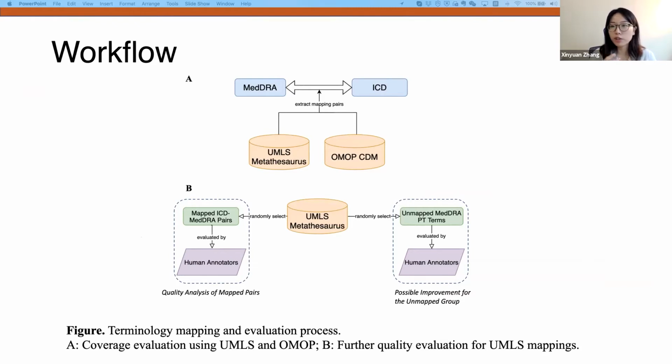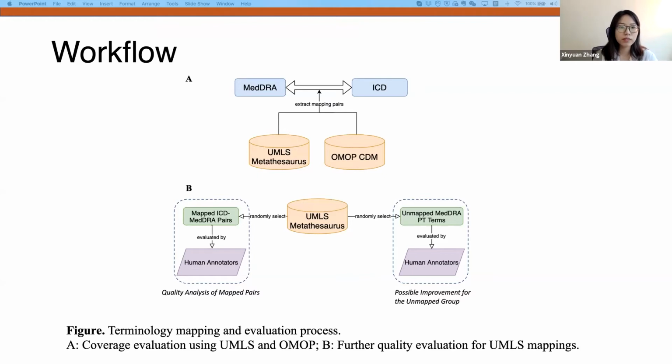And we also want to know what the reasons are that a lot of the pairs remain unmapped. So we also recruited a different group of domain experts to help us find any possible improvement for the unmapped PT terms from the MedDRA system.